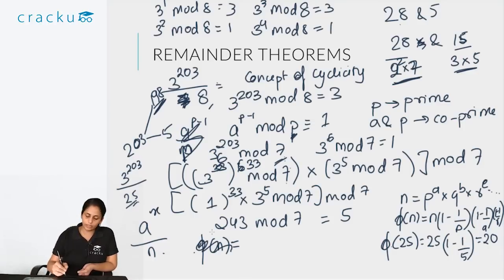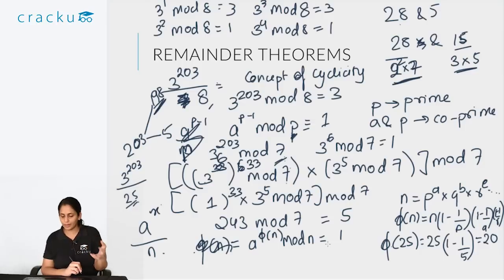According to Euler's theorem, if you have to find the remainder of a raised to x mod n, and a and n are co-prime to each other, then a raised to phi of n mod n will be equal to 1. Here I am first finding the Euler's totient function value of n. Here a and n are co-prime to each other. I find the Euler's totient function value for n. Then I am saying that a raised to the Euler's totient function value mod n will be 1.